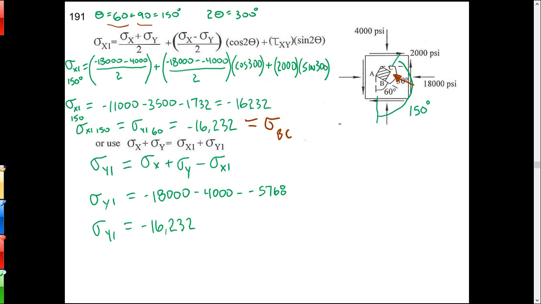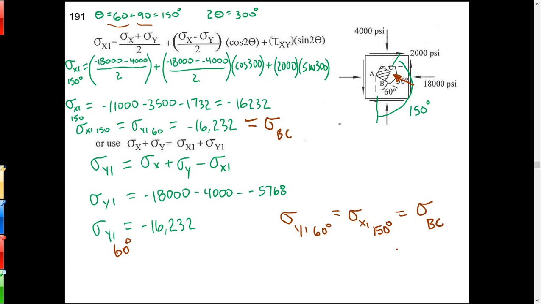Now, there's that shortcut formula you can use also, and what that gets you is what's referred to as sigma y1 at 60 degrees. These are just different ways of calling out the same stress. So sigma y1 at 60 degrees is equal to sigma x1 at 150 degrees, and that equals sigma BC. They're all the same thing. So just get used to that nomenclature and how it's used. You can call it different things depending on what situation you're in. So we good with that? You just plug the angle into the formula. That's really about it, once you get those three stresses identified.